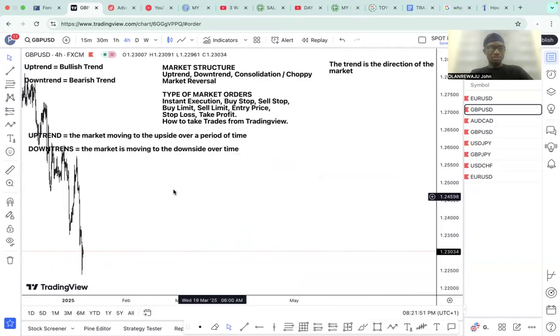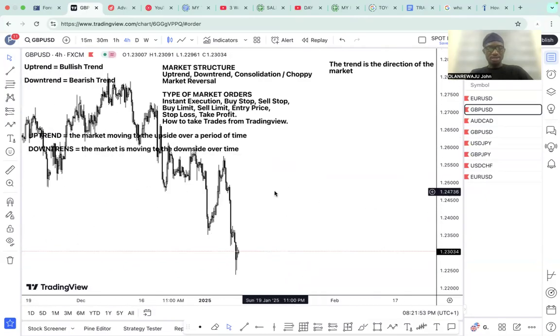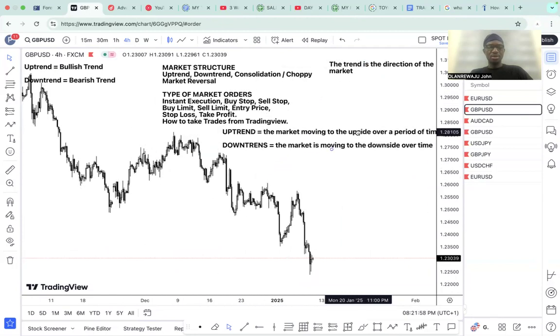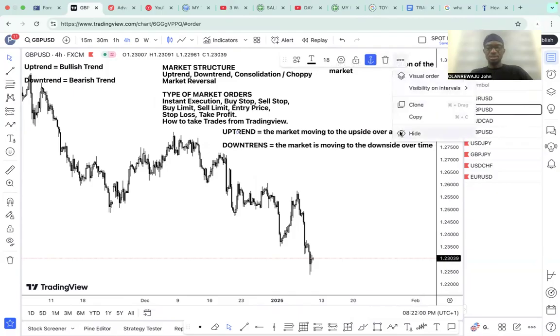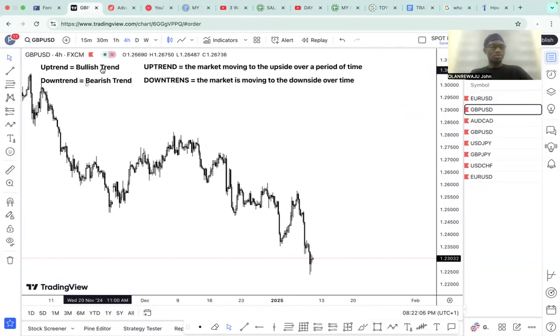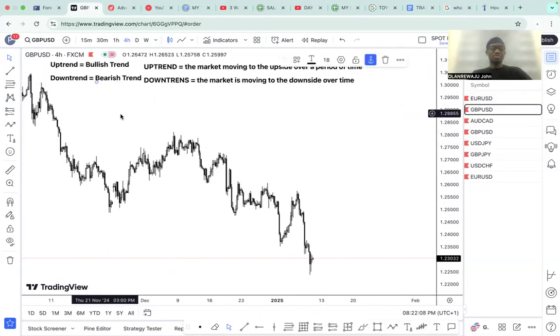So this is GBP USD. When you look at it now, what has the market been creating over a period of time? We said the market is in a downtrend, isn't it? The market is in a what? Is in a downtrend. And what can we truly observe that the market has been doing?